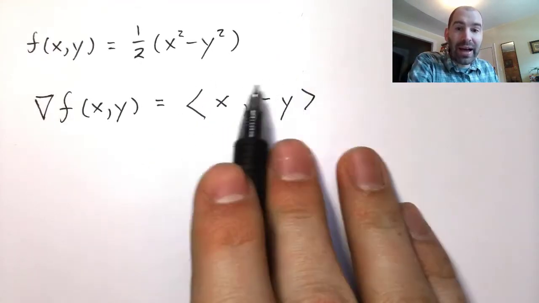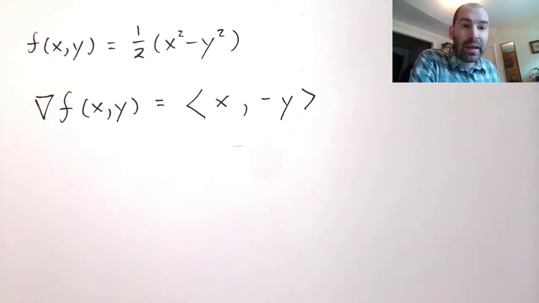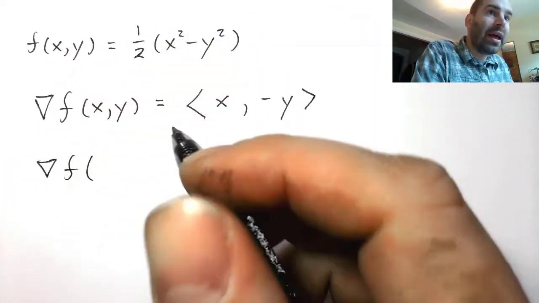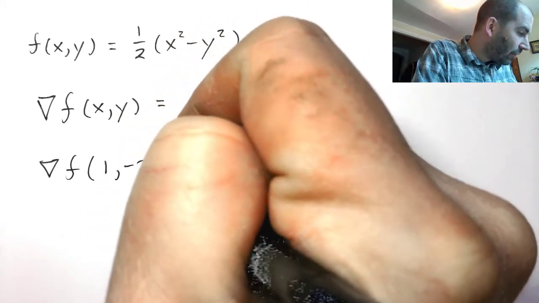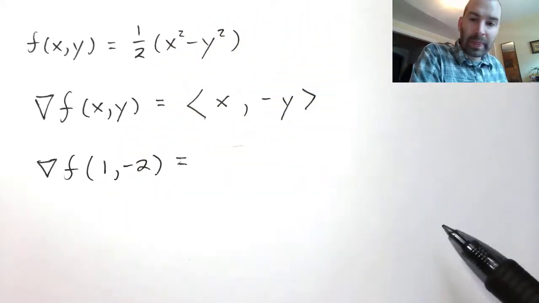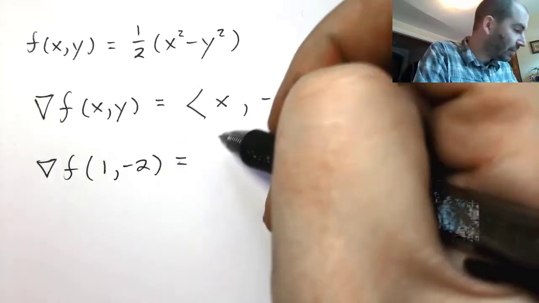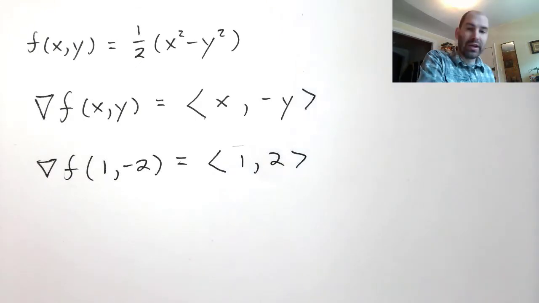Notice that this is a vector that depends on my coordinates x, y. If I wanted to know what the gradient of my function was at, say, the point 1, -2, well, I would just plug in 1, -2 for the x and the y here. And we would get this vector.